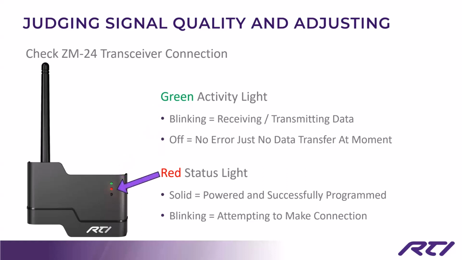The red status light, however, if it's solid, means it's powered up and it's been successfully programmed. If it's blinking, it's getting power, but it's attempting to make that connection. If you see that your ZM24 is constantly blinking or it can't seem to connect to a certain device, you may want to power cycle that ZM24. You may want to check for that firmware update. You may want to resend that program file to the processor again, just to see if for some reason some of the information didn't get transferred, say the encryption key or whatever the case may be.